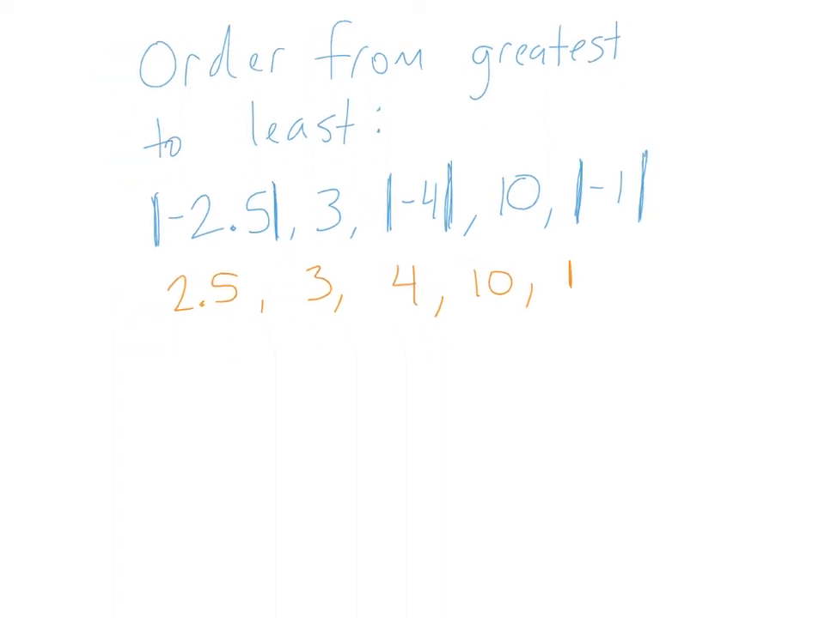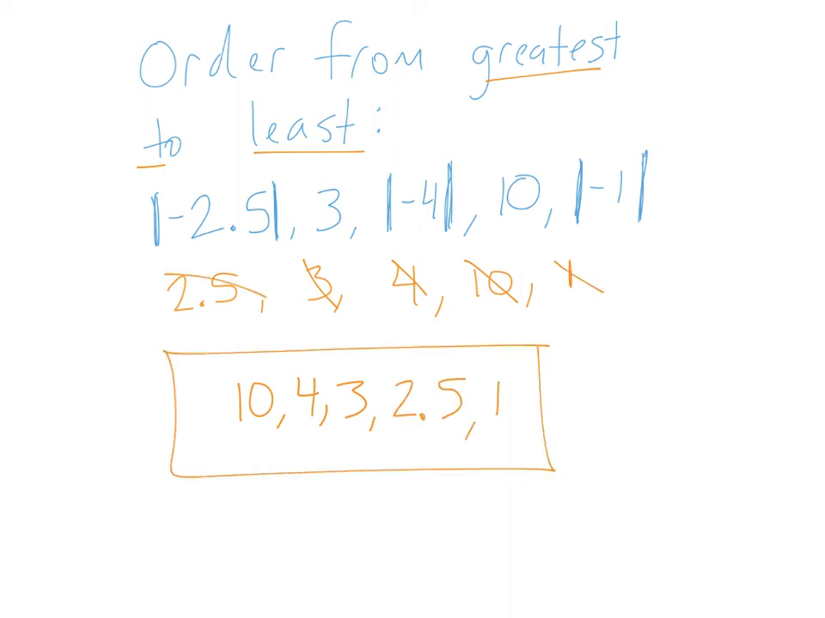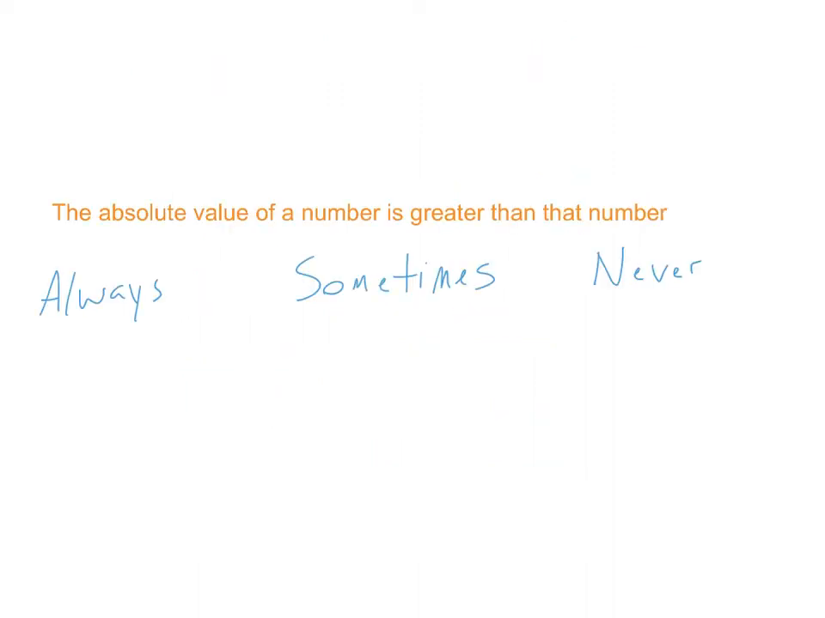Alright, so again, we're ordering these from greatest to least. And so what's the biggest one? We got 10. And then next would be the 4. And then we'd have the 3. Then we'd have the 2.5. And lastly, we'd have the 1. And you're done. Alright guys, last one I'm going to leave you with is this.